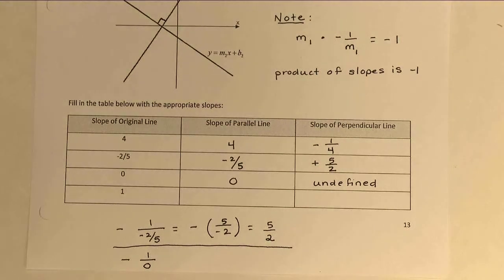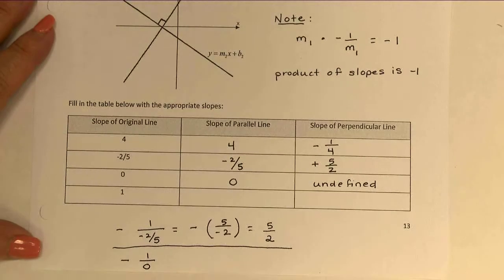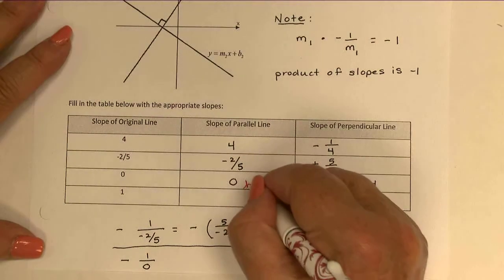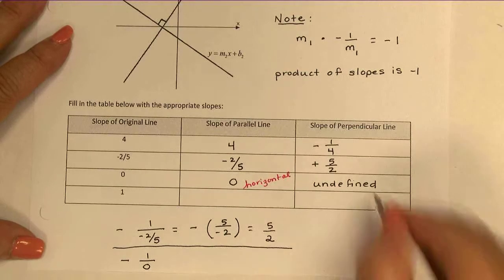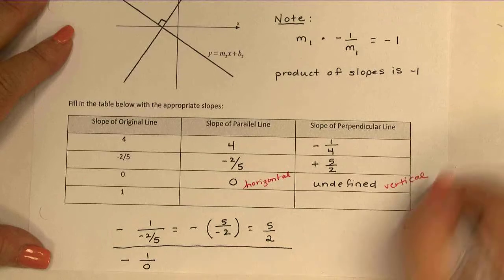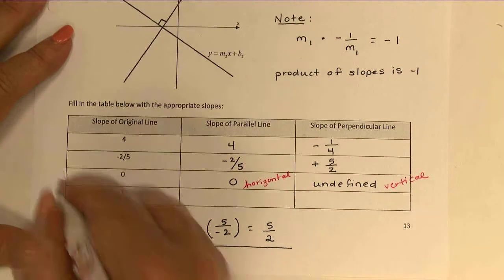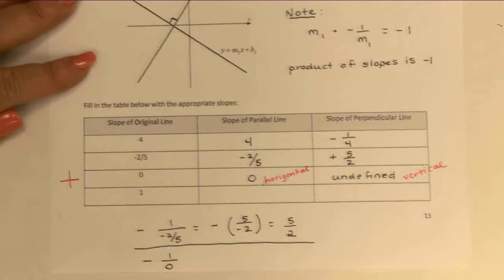Hopefully that's not very surprising to you, because we just talked in the last section about the fact that a line with a slope of 0 is horizontal, and a line with an undefined slope is vertical. And if you think about a horizontal and a vertical line, they are certainly perpendicular.